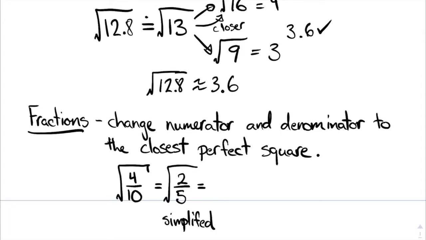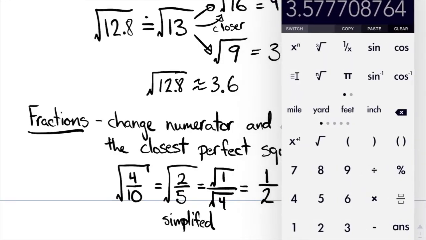Now once I simplify it to 2 over 5, that's like the square root of 1 over the square root of 4, 1 being the closest perfect square to 2, and 4 being the next closest perfect square to 5. So the square root of 1 is 1, and the square root of 4 is 2. So I get the square root of 4 over 10 is equal to 0.5, or 1/2.